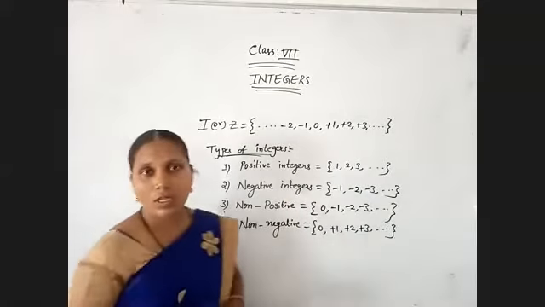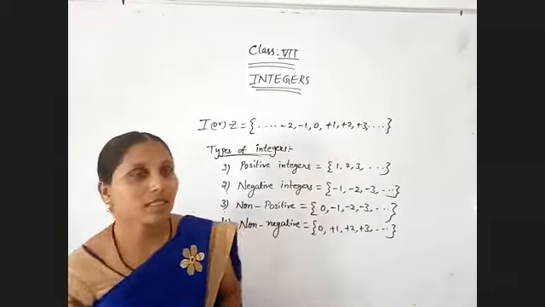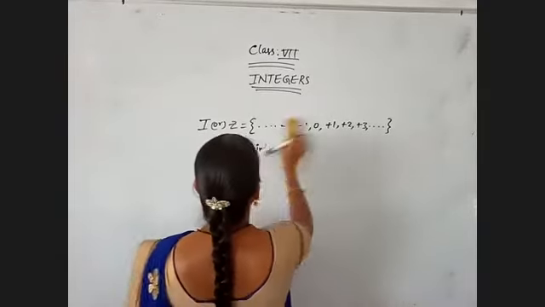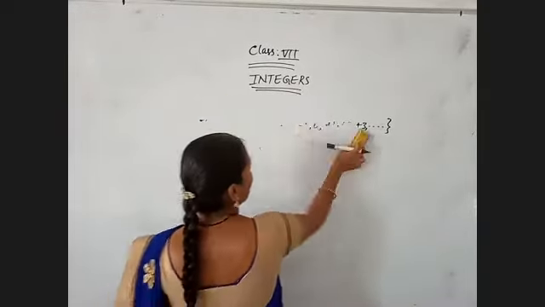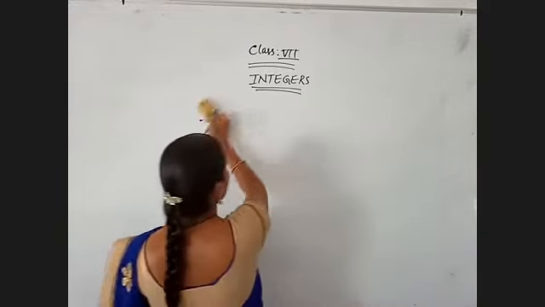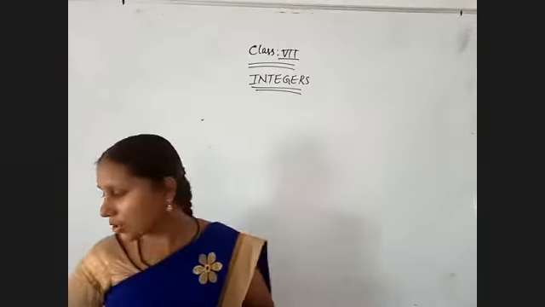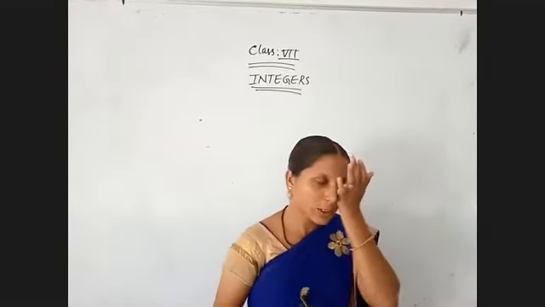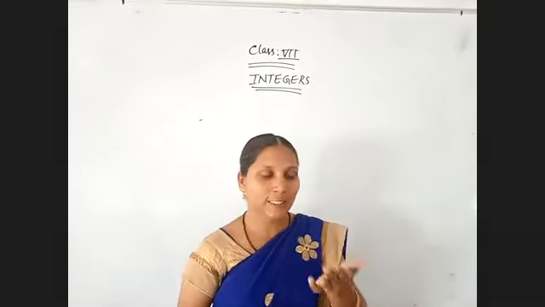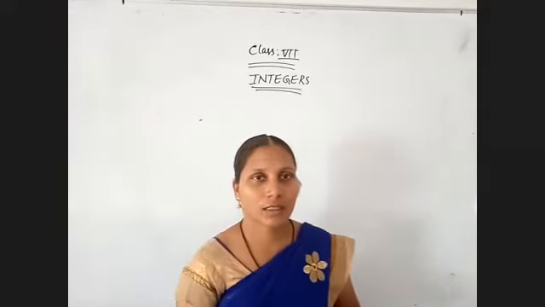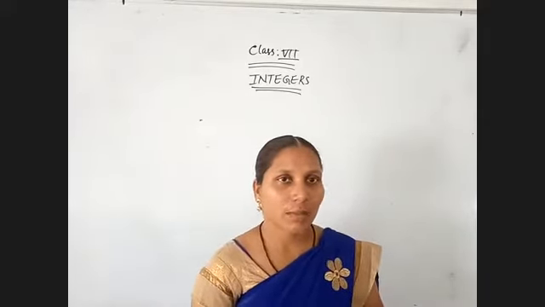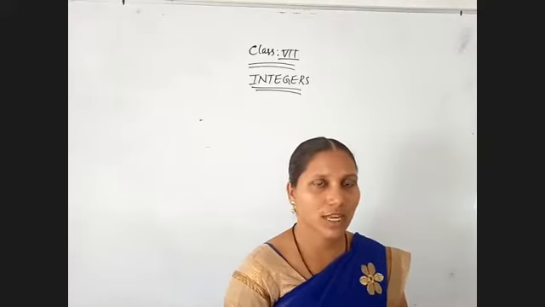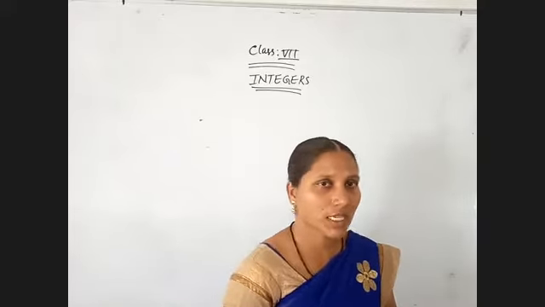And coming to types of number lines: horizontal number line and vertical number line. How to represent the integers on the number line? For a horizontal number line, the right side of 0 represents positive values and the left side of 0 represents negative values. In the vertical number line, the values above 0 represent positive values and the values below represent negative values.